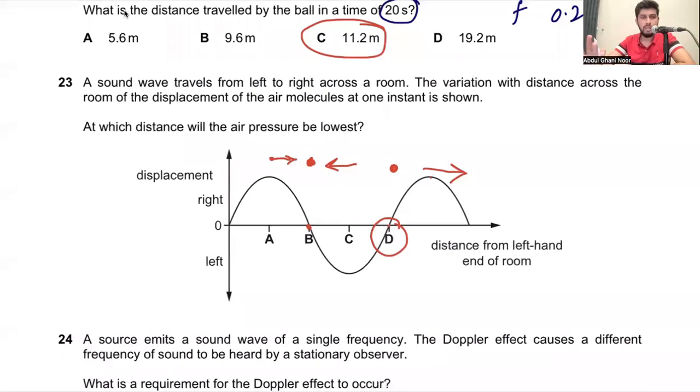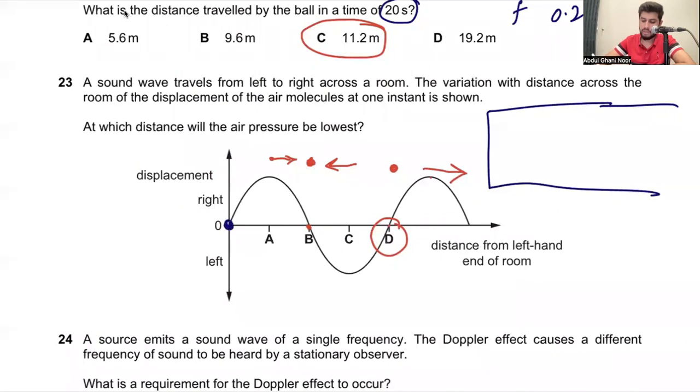Okay, going over 23 again, since there's some confusion here. How do you know the direction of the arrows? Because the question says displacement to the right or displacement to the left. So this is a room, and this is the distance from the left hand of the room. So if I were to draw this room, this is how it looks. This point is 0 displacement. So you have particles here. And at A, the particles are moving to the right. At B, the particles are at their positions. And at C, the particles are moving to the left.